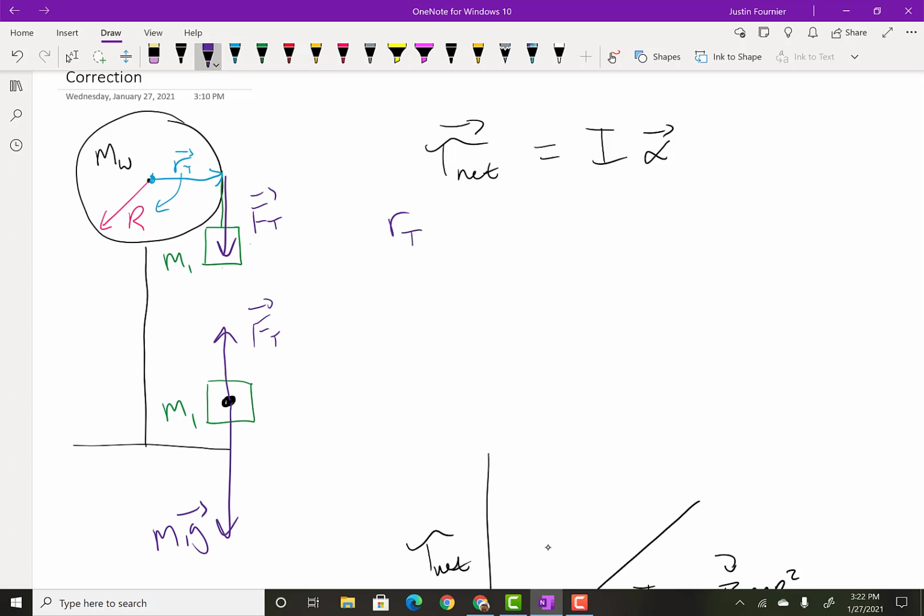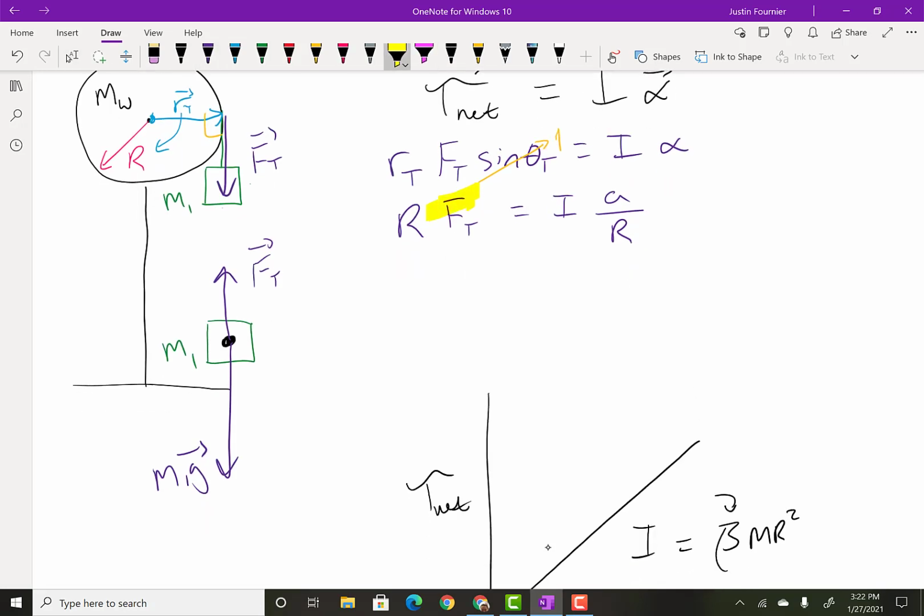So it would be r_T, where the r vector for where the tension force is being applied, times the tension force itself, times the sine of the angle between the tension force and that, equals I alpha. A couple things here. The angle here is going to be 90, so the sine is just going to be 1. And r_T, this is happening on the outside of the wheel, which is just the radius of the wheel itself. So it's R F_T equals I alpha. And then alpha is a over R, right? So I would have been correct if you could measure the tension force outright.